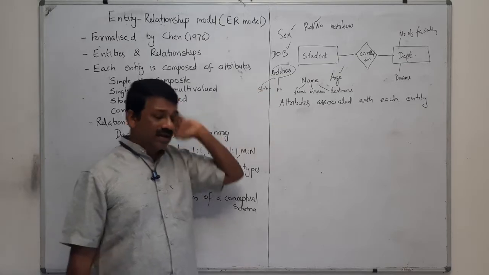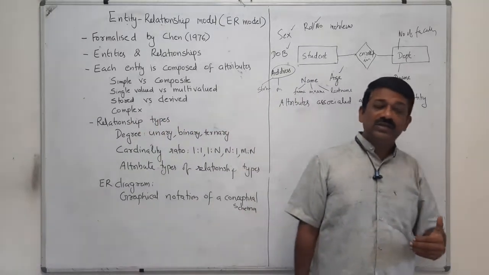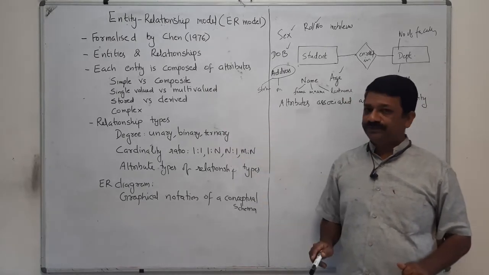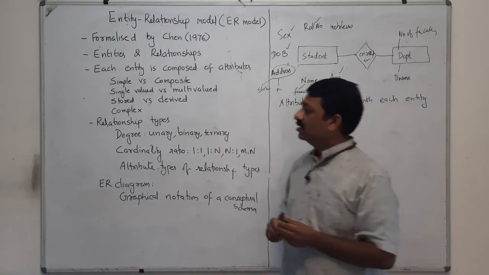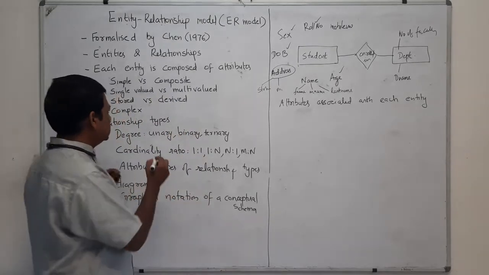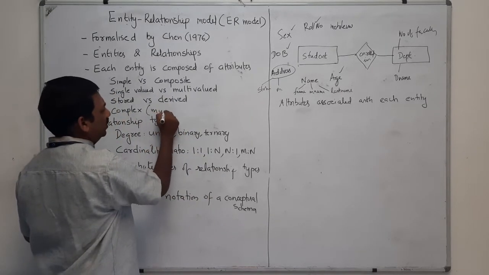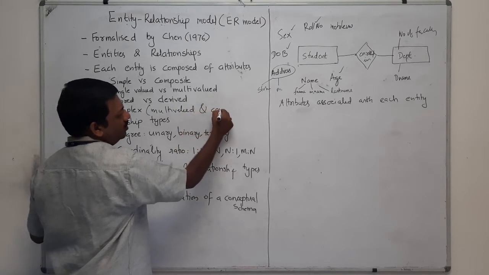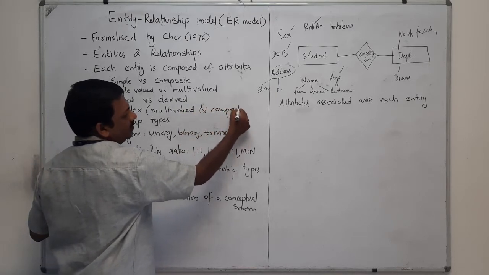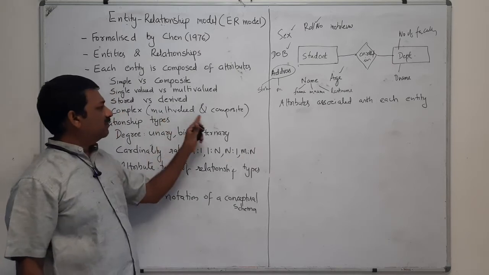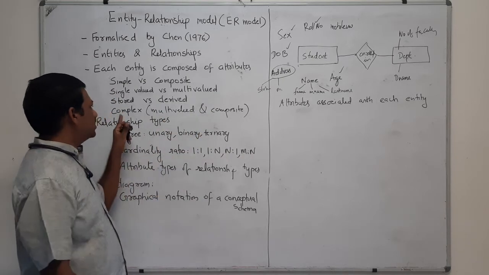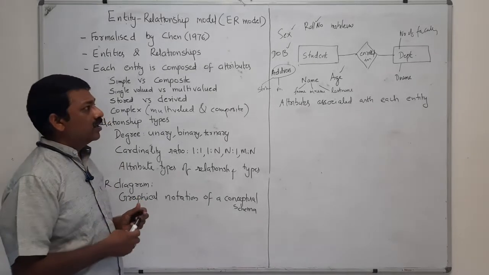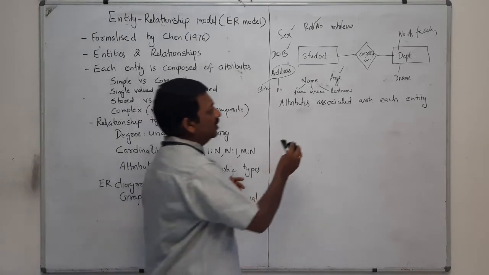That means if an attribute is both multi-valued and composite, it is a complex attribute. Okay, so that's all about that.